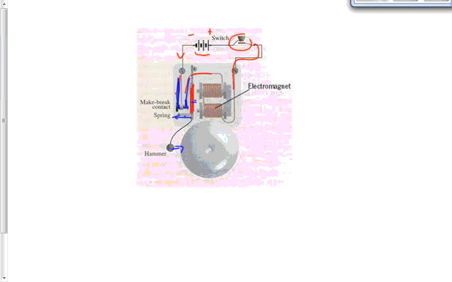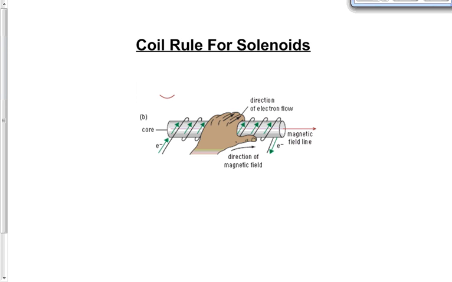Let's take a look at one more rule here right now. I want to take a look at actually two more rules, but one more rule quickly here. We call it the coil rule for solenoids. A solenoid, by the way, is just a coil of wire. So it's what you see in the picture here. Wire wrapped around something is a solenoid, a coil of wire. A bunch of loops going around something.